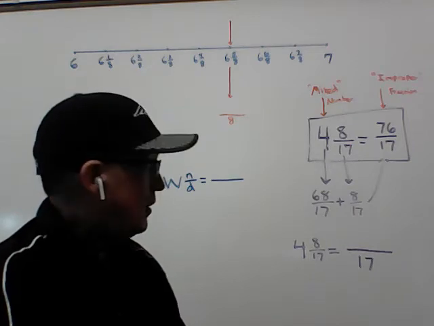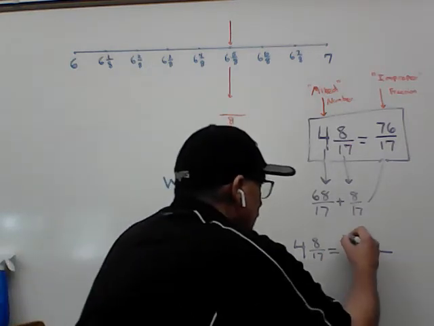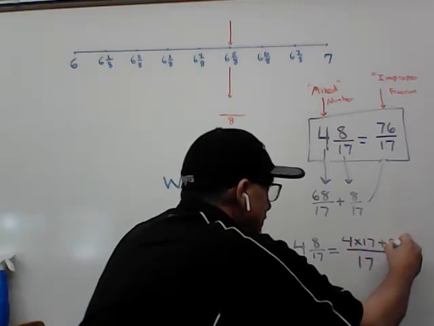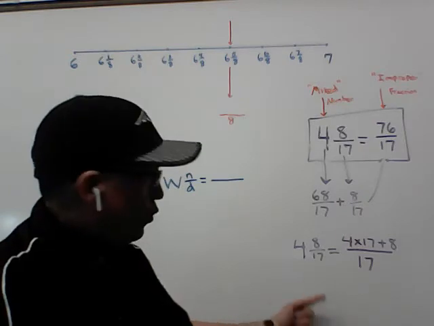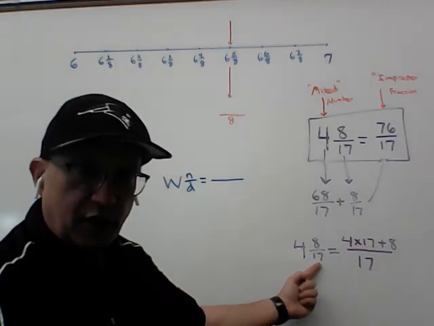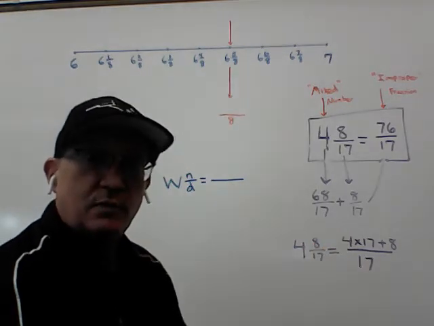Okay? And now how do we get the numerator? Here's the formula. 4 times 17 plus 8. We multiply this whole number 4 by the denominator, 4 times 17. And then we add the 8. This is to get the numerator of the improper fraction.